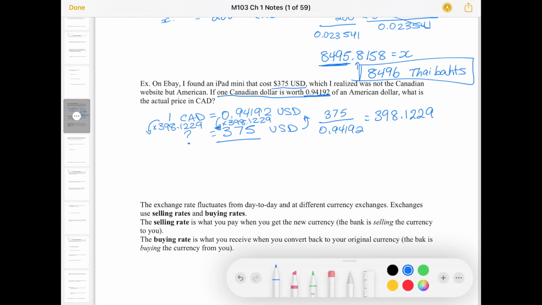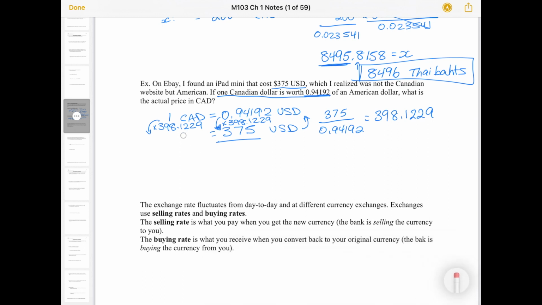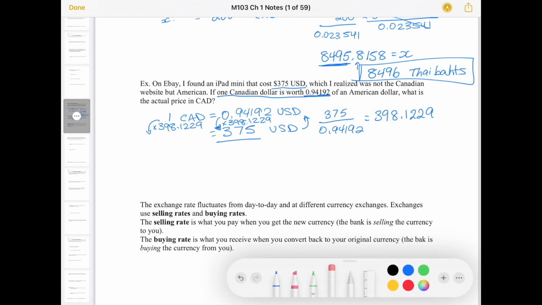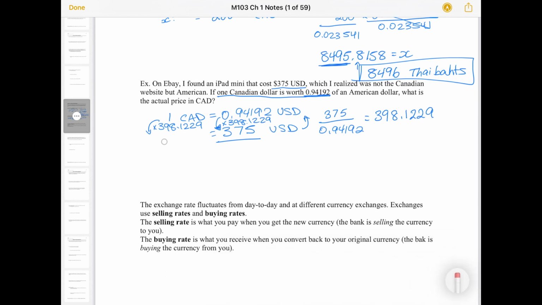So I now have $1 Canadian times 398.1229 would give me this, 398.1229. So the actual price in Canadian dollars, a bit of a shortcut here, would be $398.12. Again, either method works for me, so you could do however you feel more comfortable.